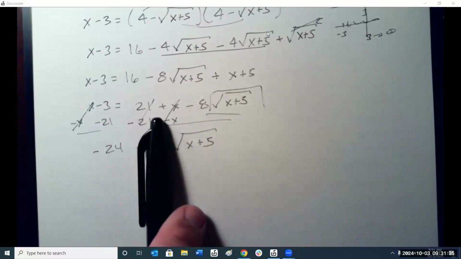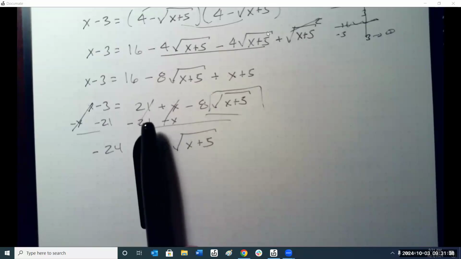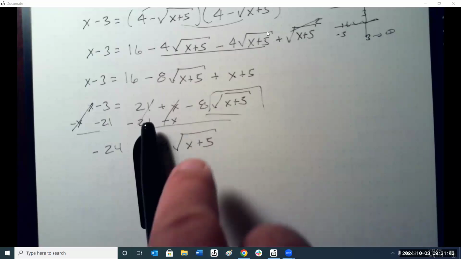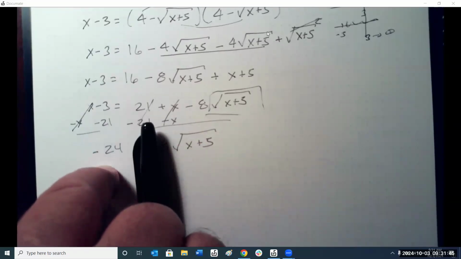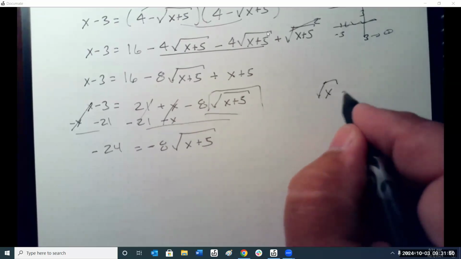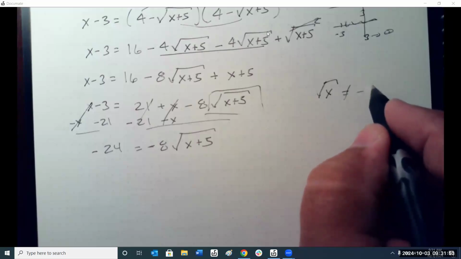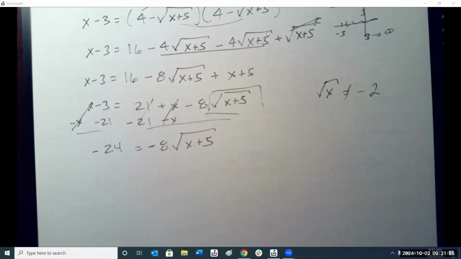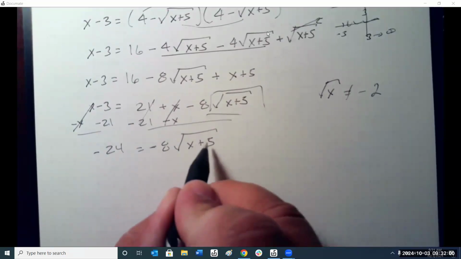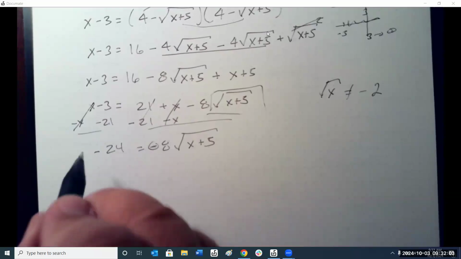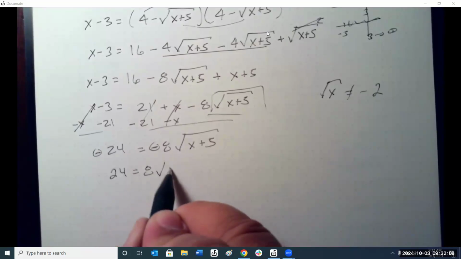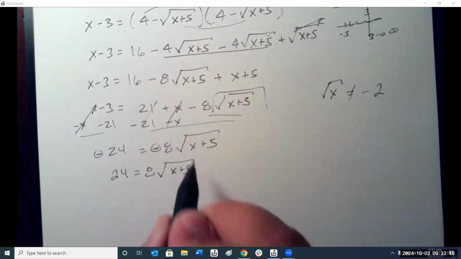Okay, if that 8 wasn't there, if we just had negative 24 equals that, there would be no solution because a radical, a square root, can never equal a negative. Square root of x can never equal a negative number. So there would be no solution. But fortunately, this is negative 8 times that. I change the signs, so it's 24 equals 8 radical x plus 5.